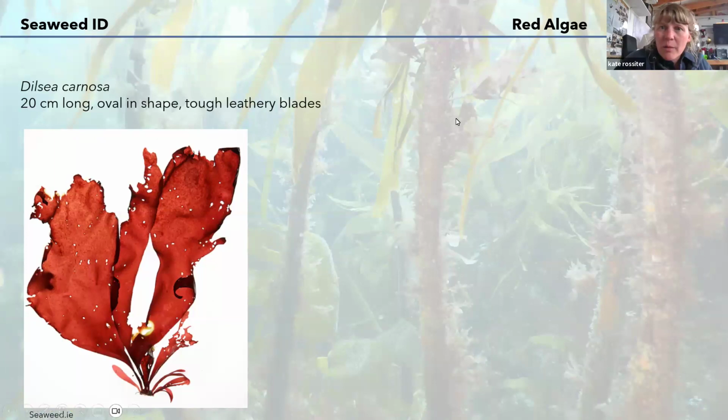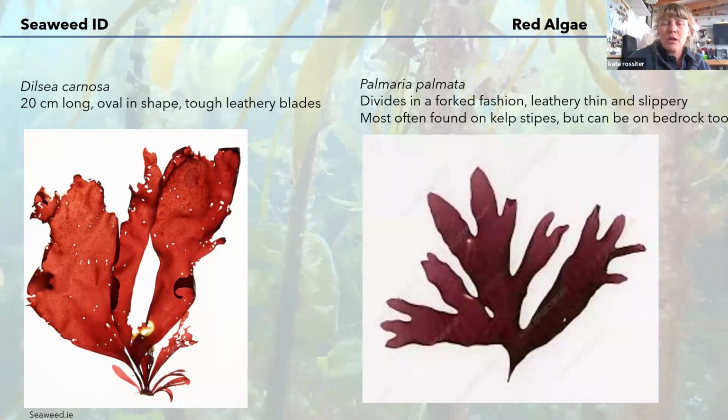Okay, so I'm going to talk about, let me see if I can hide this a little bit. For the reds, I'm going to get into more of the leafy reds or the bladed reds. So this is very distinctive here, Delesseria sanguinea, no, Dilsea carnosa, generally found in the subtidal environment. It's big, oval in shape or ovate, and it has very tough leathery blades. So you can't really confuse it with too much just because of the texture. It's very elastic in texture.